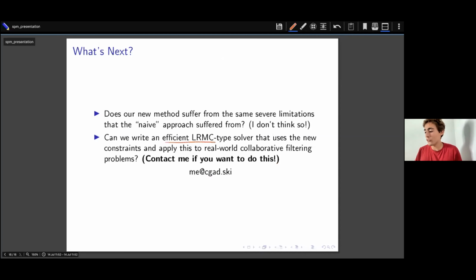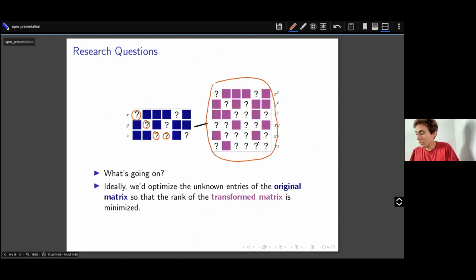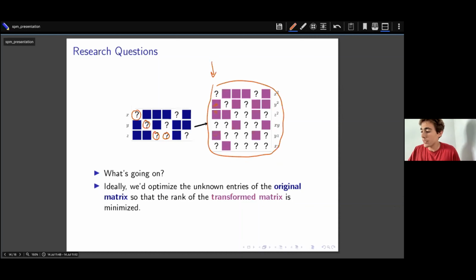So I'd like to be able to find an efficient solver for LRMC that can use constraints, right? Because previously, LRMC was minimizing the rank of this matrix subject to coordinate constraints. Now I want to also apply affine constraints, or rather linear constraints, on its columns. And this requires a little bit of change in how the algorithm works, because it's using some very special features.